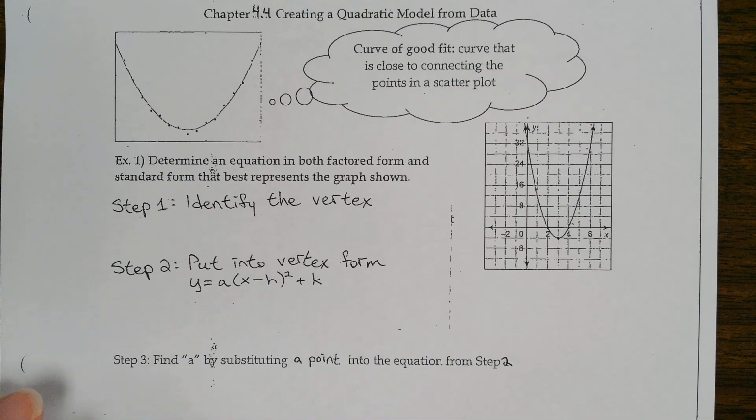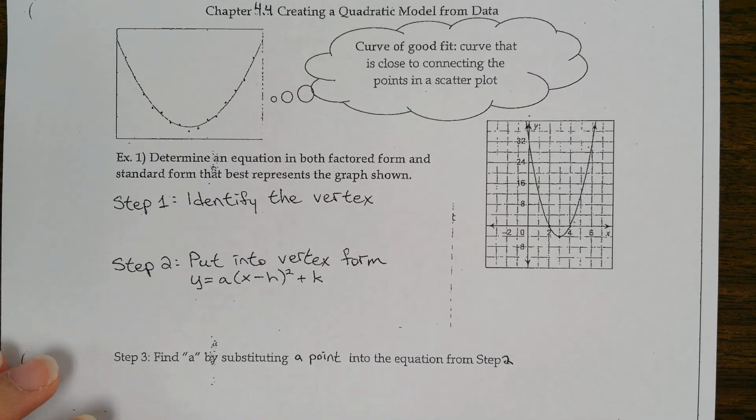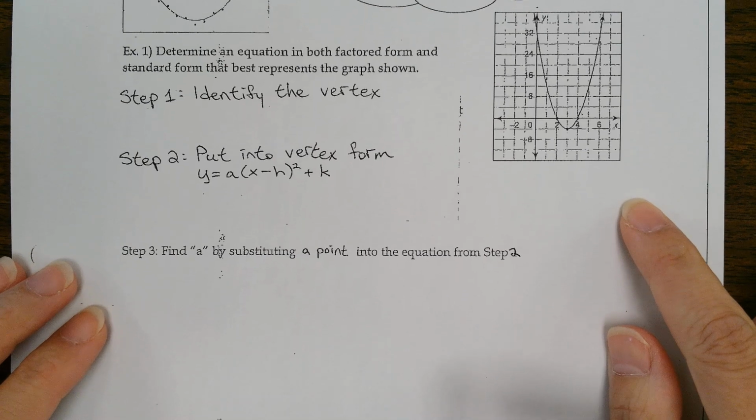Okay, so first off, determine the equation of both factor form and standard form that best represents the graph shown. So step 1, identify the vertex. What's my vertex here? Take a look at the graph.